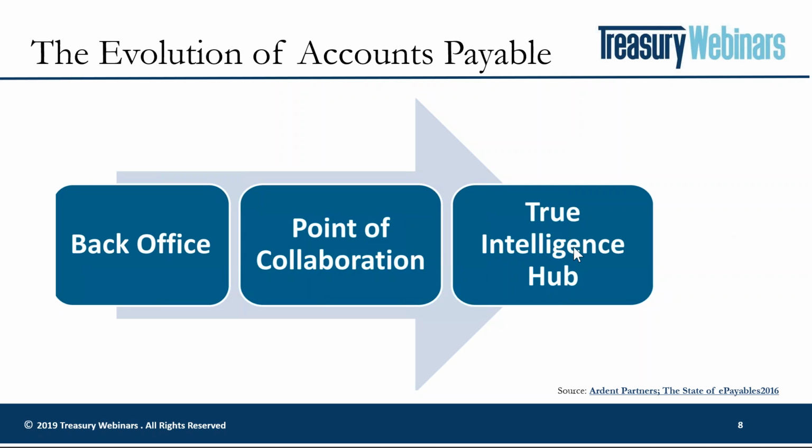AP can absolutely be a true intelligence hub. And for me, the main value there is in the supplier relationship. The better relationships we have with suppliers, the more we can control how and when we make payments. So there's tremendous value there. We can start to move away from payment types that are costly, and we can also collaborate with our suppliers in terms of discounts.